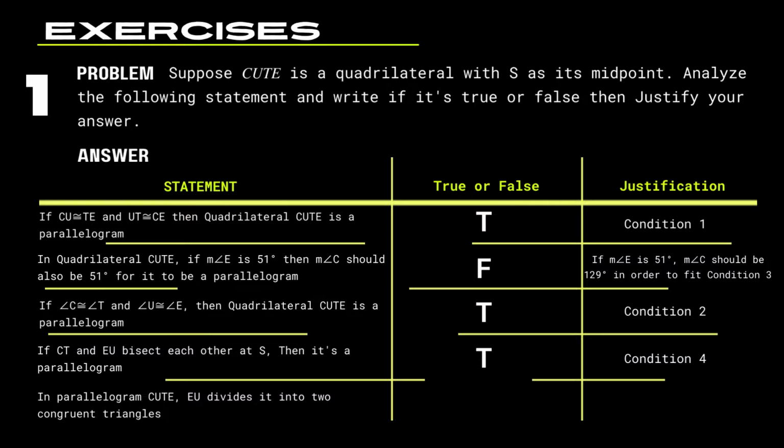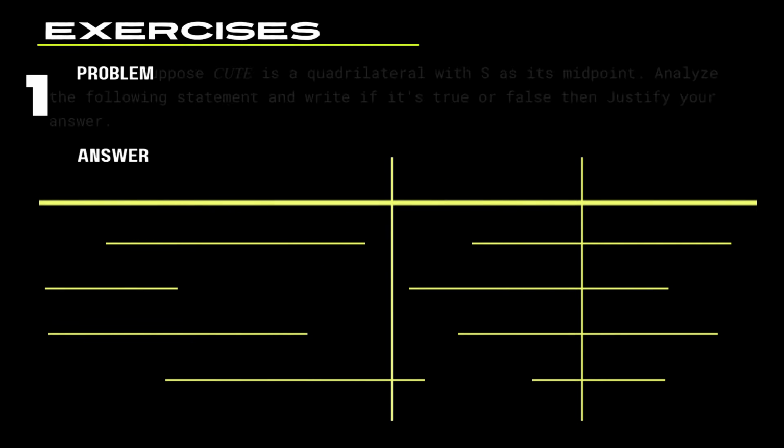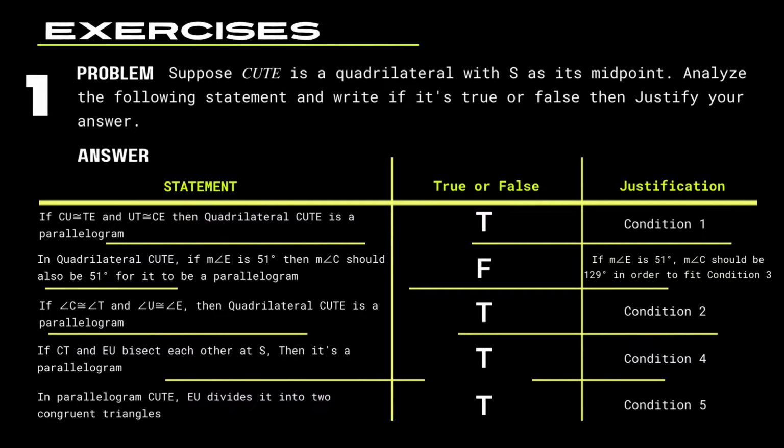Now, in our last statement, in parallelogram CUTE, EU divides it into two congruent triangles. EU is one of quadrilateral CUTE's diagonals. Thus, it justifies condition 5, therefore making statement 5 true. For condition 5 states a quadrilateral is a parallelogram if each diagonal divides it into two congruent triangles. And that's it. Problem 1 solved.